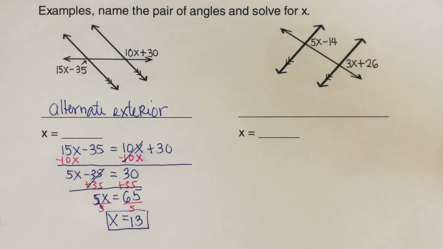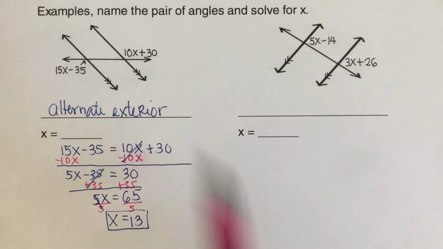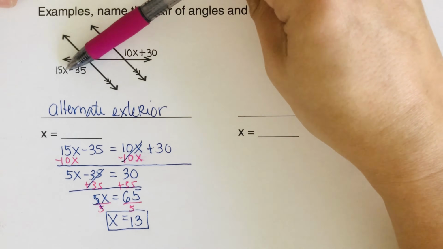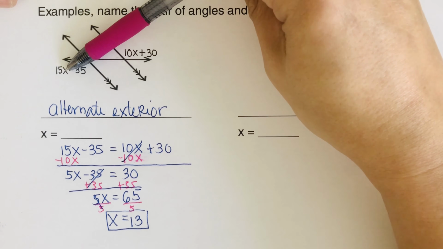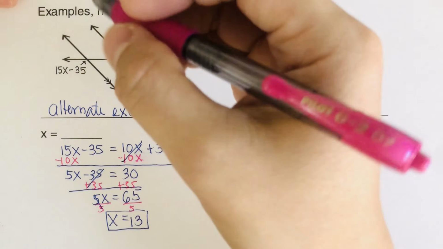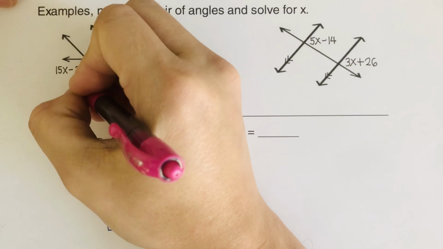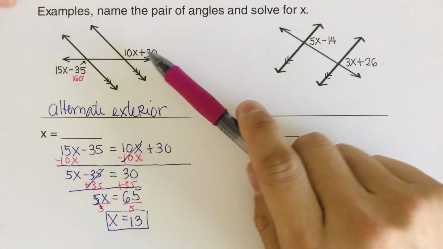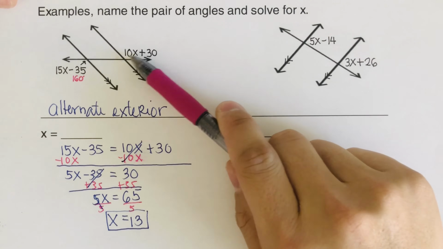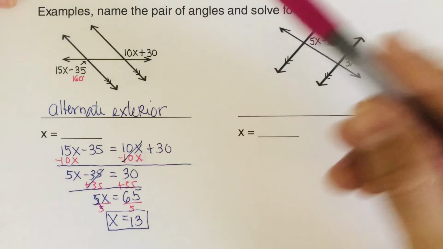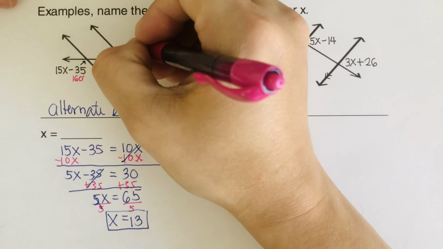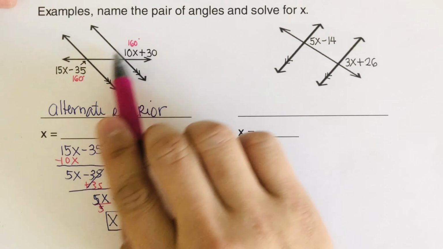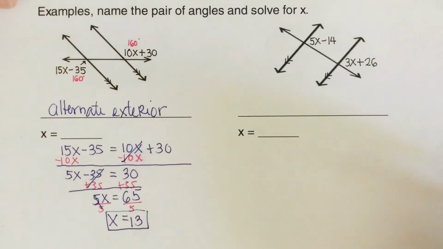Okay, so let's check if these two angles will have the same value. So right here, 15 times 13 is 195, minus 35 is 160. Did you get 160 degrees? Good. And then we have 13 times 10 is 130. 130 plus 30 is 160. Did you get 160 on this? Good. So you see both of them are equal since they are congruent.